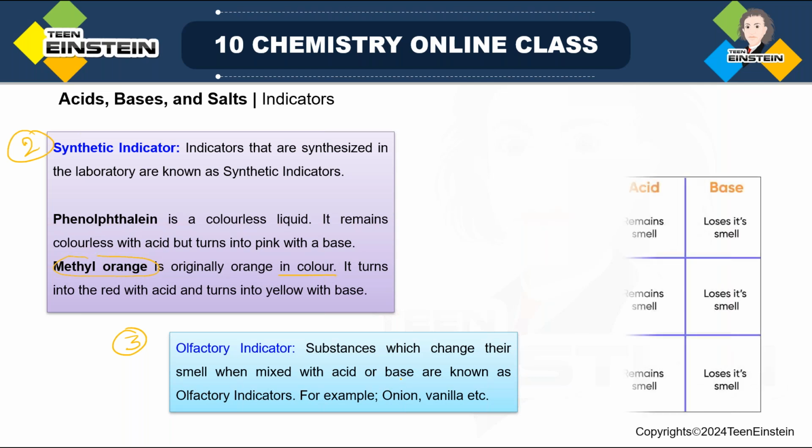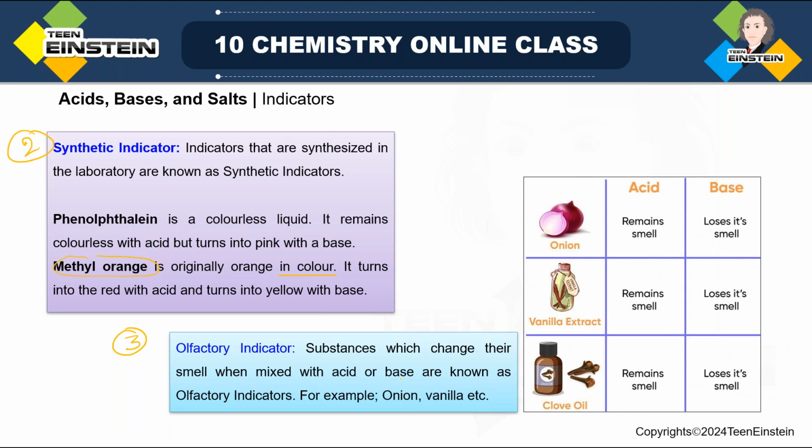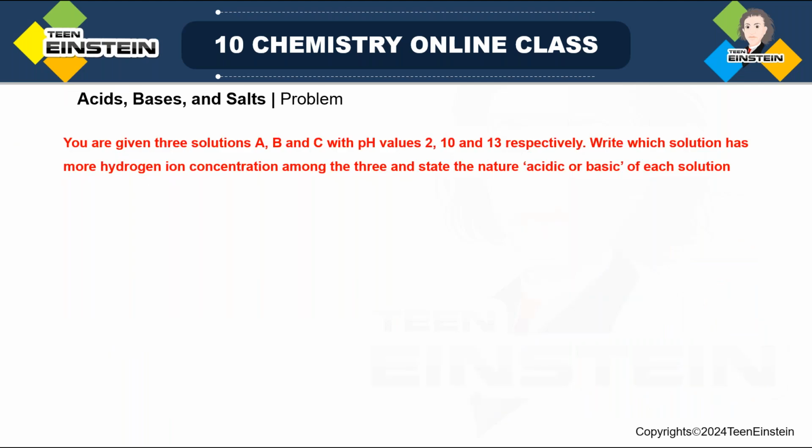So examples here we will see onion, vanilla, clove oil. So when it is acidic solution and you have mixed these indicators, same smell you will get, just like the original smell of onion. Here also remains same, here also remains same. But when it is basic, it loses its smell, and also true for the others. So for all these three, we know there is a strong smell, and if it is basic, then it will change its smell. Okay, so this is good for visually impaired people. So that is all about the indicators.